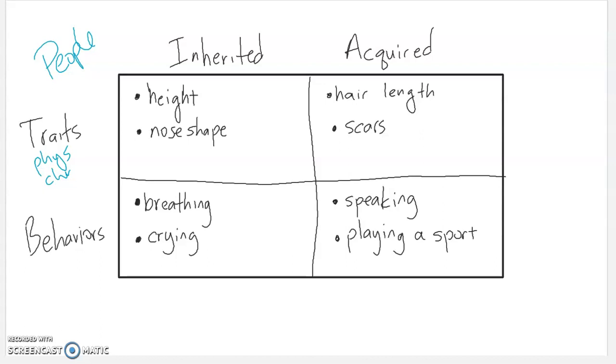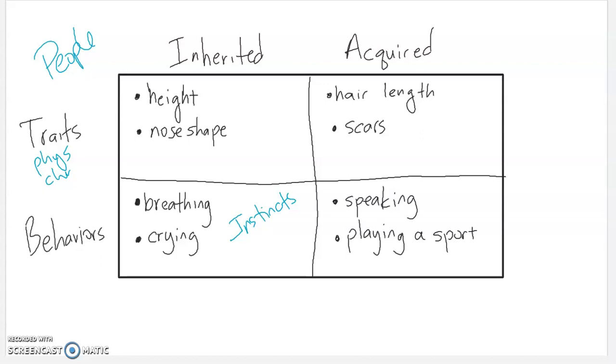Inherited behaviors we often call instincts. These are things that happen without really having to learn them, like breathing and crying, for instance. They just happen instinctively. You inherit the ability to do those things from your parents.